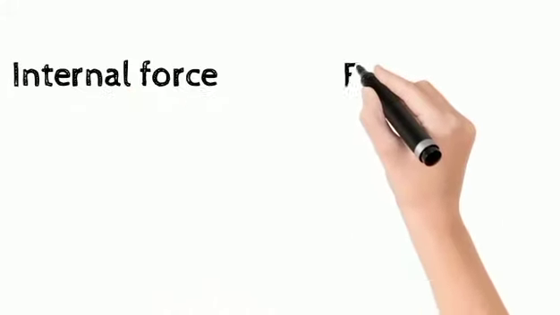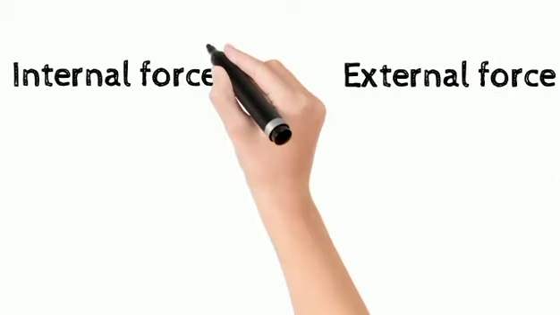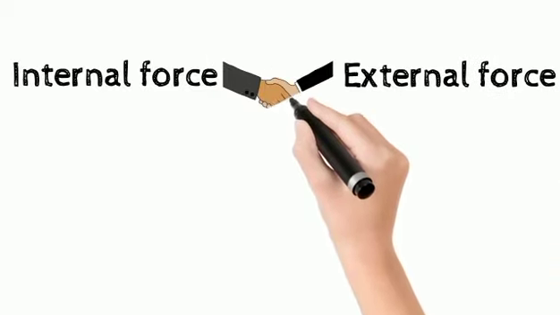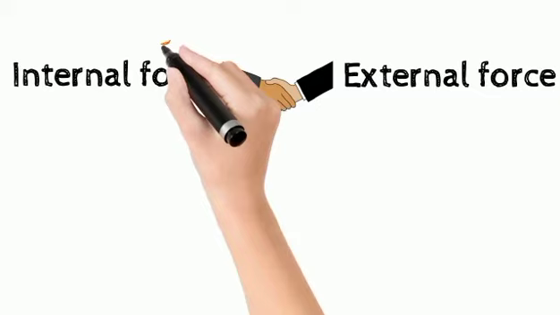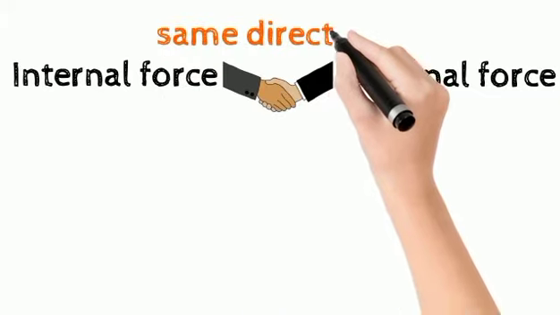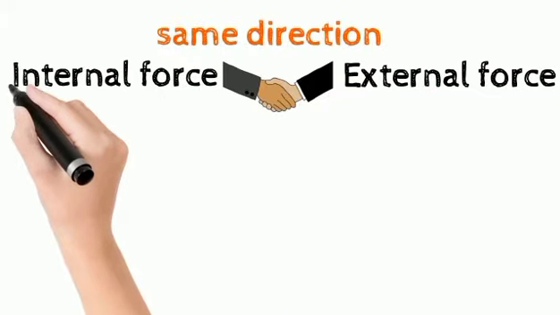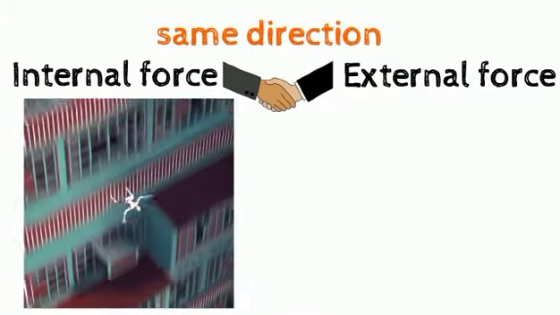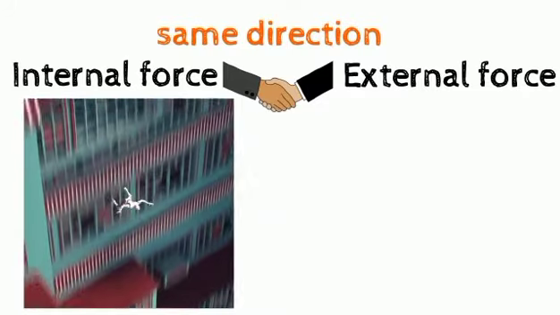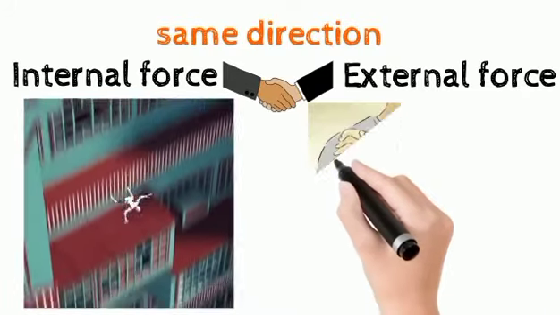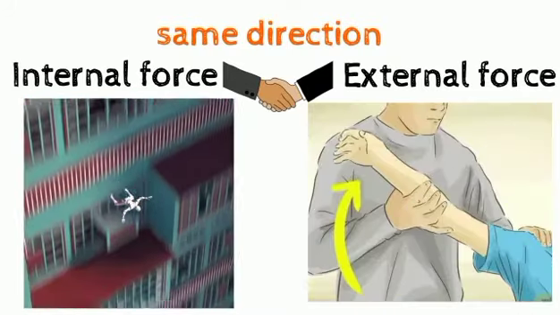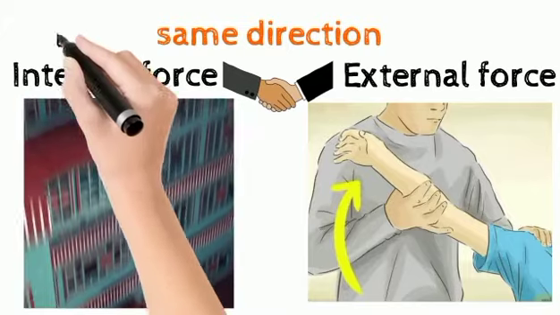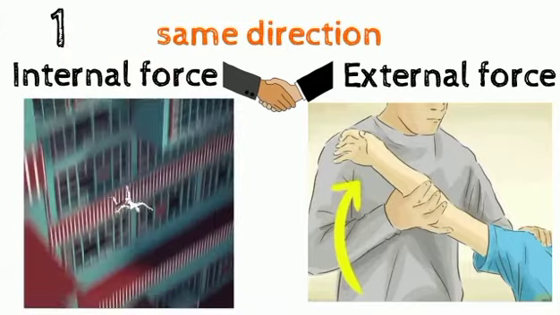If these internal and external forces have friendship with each other, it makes internal force act in the same direction as external force, causing gravitational pull when the external force is gravity. If the external force is the physiotherapist's hand, it causes passive movement, so there is no muscular work. This is the first condition.